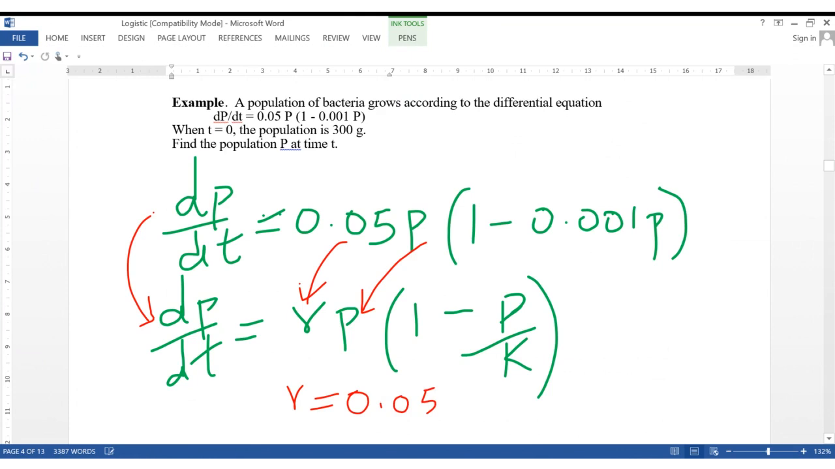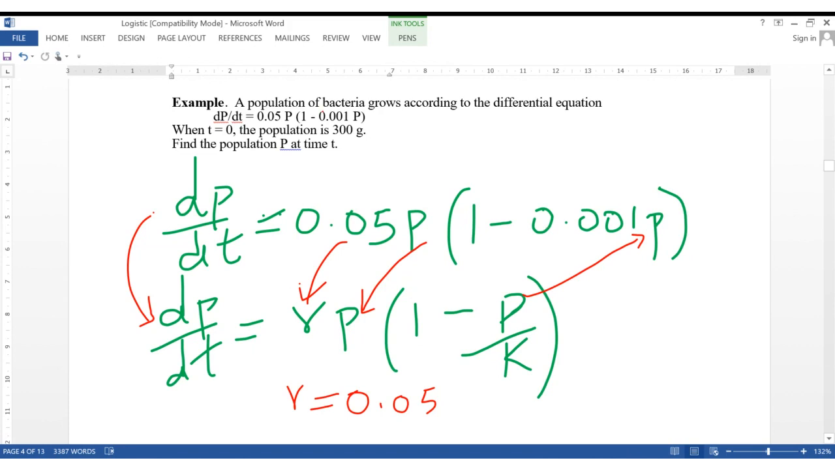I have another P here. Can someone try to give me the value of K? If you do the direct correspondence, can someone try to give me the value of K? And yes, remember the carrying capacity K can never be a decimal. It has to be a value greater than one. So if you do a direct correspondence, check this one out.